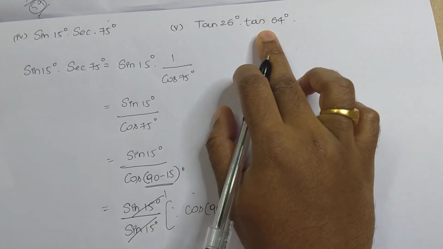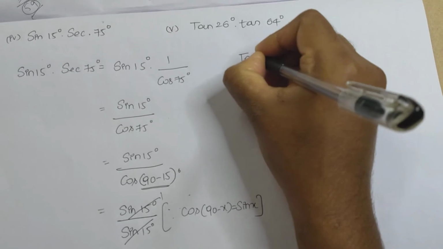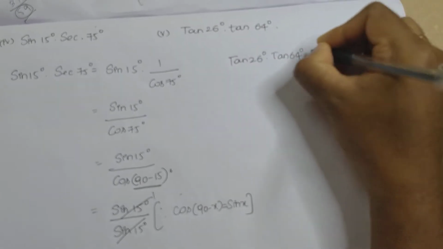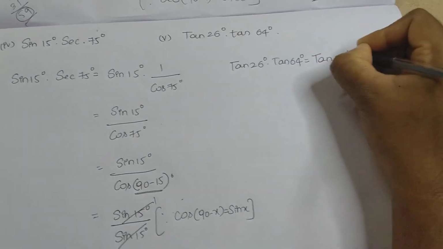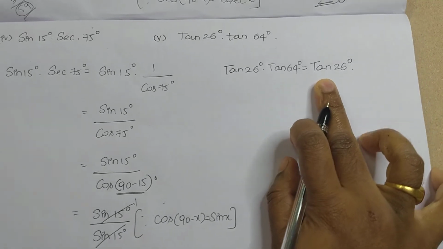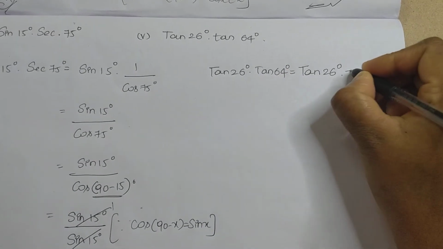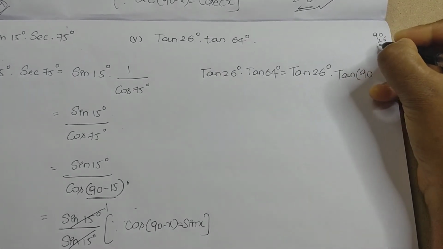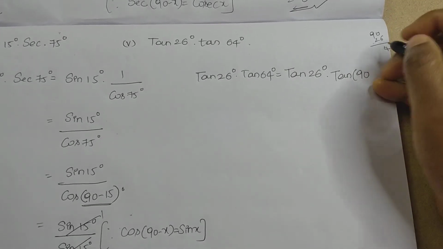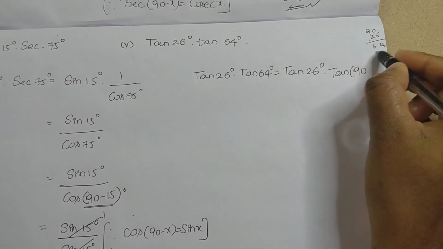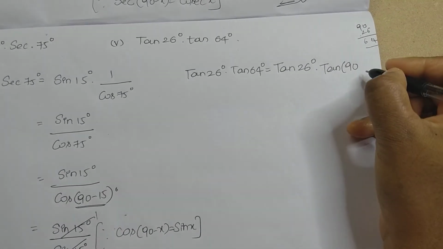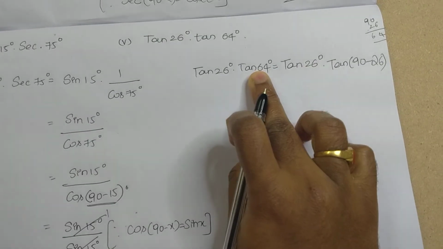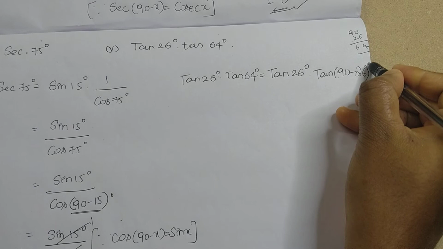Tan 26 into tan 64. How can we write this? Tan 26 into tan 64 equals tan 26, I am putting it like that only. Tan 64, how can we write it? I am writing it as tan of 90 minus 26. 10 minus 6 is 4, 8 minus 2 is 6, so 64. Yeah, you will be getting the same. So here I am writing 90 minus 26 because you will be getting 64 only. So the 64 I have written as 90 minus 26.